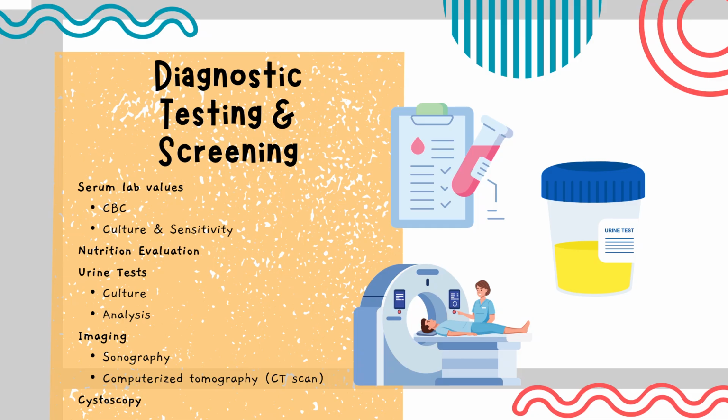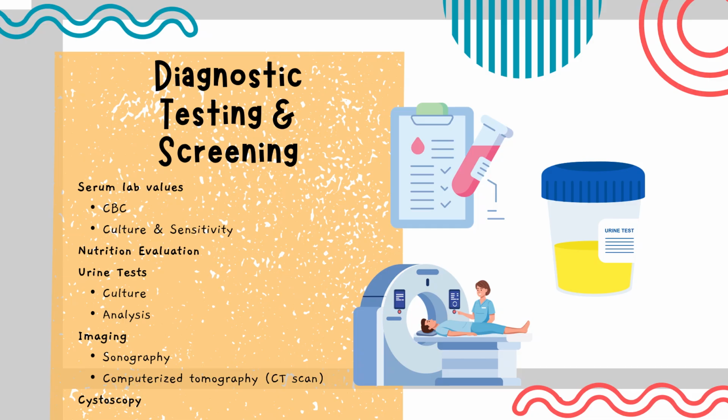Okay, so for diagnostic tests and screening, typically the first thing we'll do is a urine test. We'll get a culture and analysis. It's going to be a clean catch most of the time because we want to detect, one, is there an infection going on? And then we'll get that cultured and sent off to really see what type of pathogen is in the urinary tract so that we can treat it appropriately.